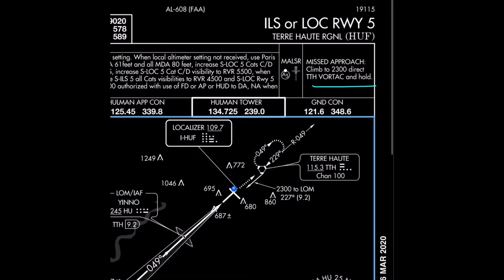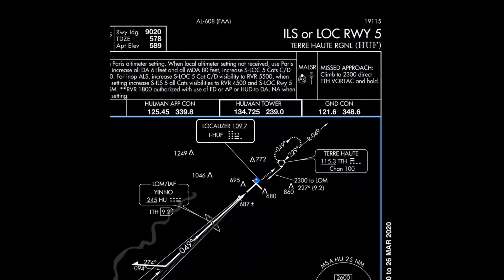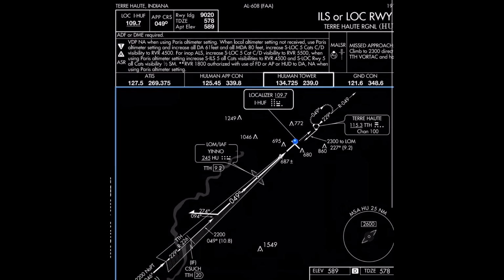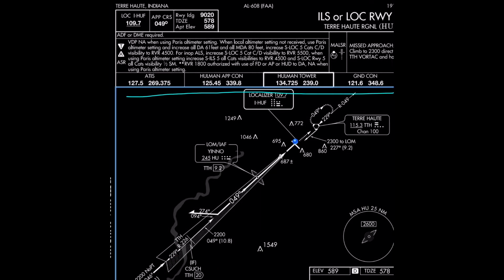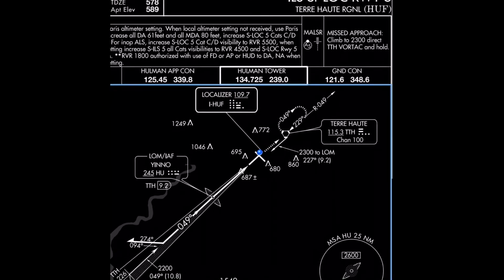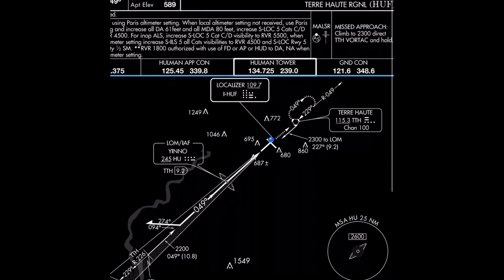We have our textual outline of our missed approach procedure, which is a climb to 2,300 direct to the terror work tag and hold. We'll go into that here in a moment. And down here, we have all the frequencies that we could possibly use for the approach, or when we get to the aircraft on the ground as well. So on the left here, we have VHF frequencies, and on the right, we have UHF frequencies. And the difference between those is obviously in our aircraft, we use VHF in the airplane, but for military aircraft, they use UHF frequencies.